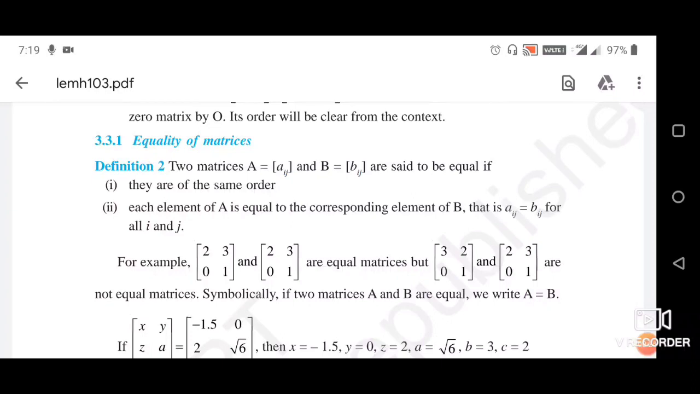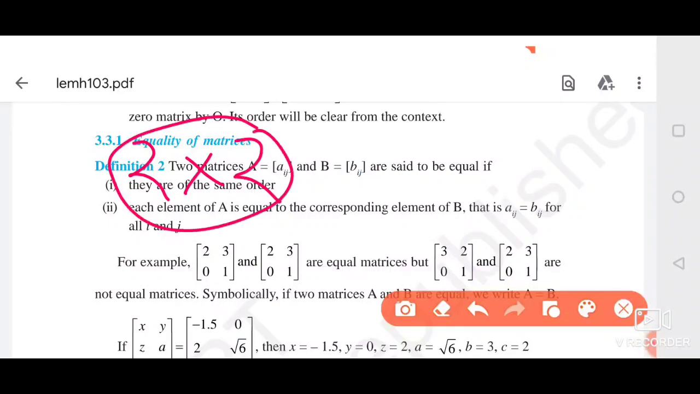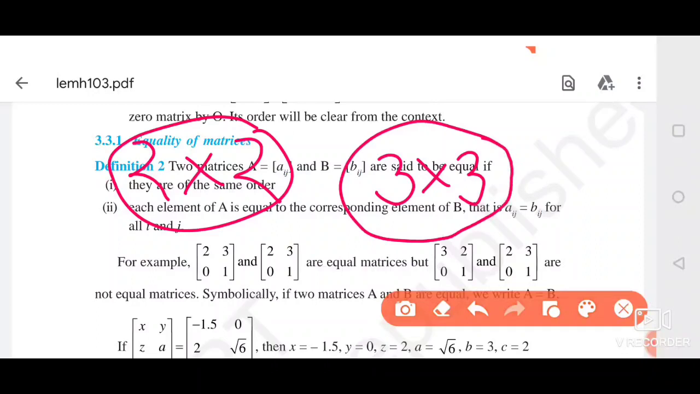are of same order. They are of same order means, suppose if A is of order 2 by 2, then the matrix B should be of order 2 by 2. If matrix B is of order 3 by 3, then matrix A should be of order 3 by 3. So in this way, the two matrices should have the same order.